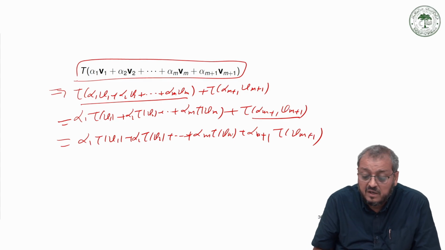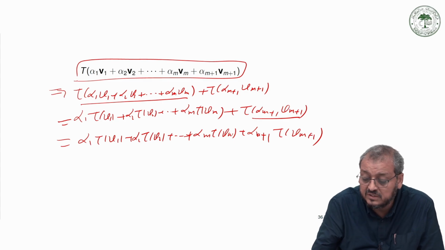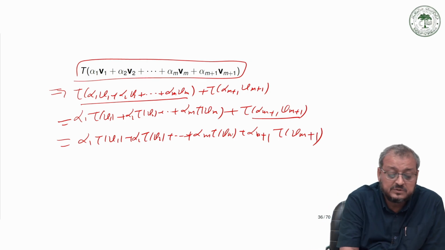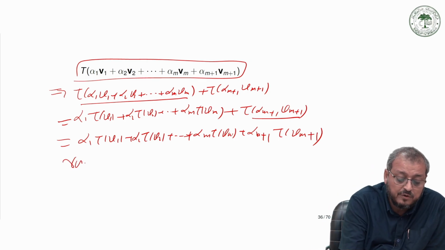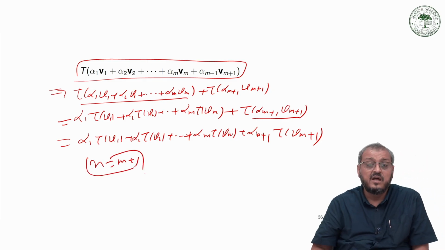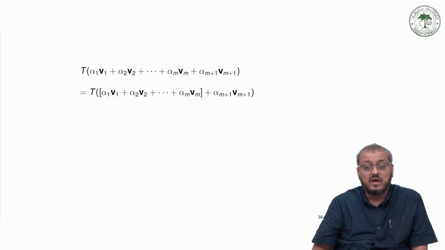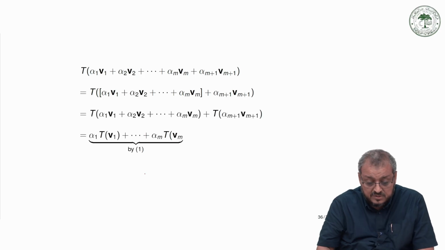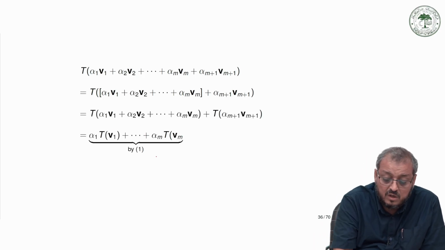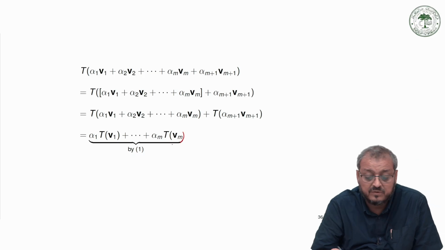This satisfies this condition. So we can say that clearly this is m plus 1. So this means the result is true for n is equal to m plus 1, and that means we can say that if the result is true for n is equal to m plus 1, then clearly it is true for each and every member.